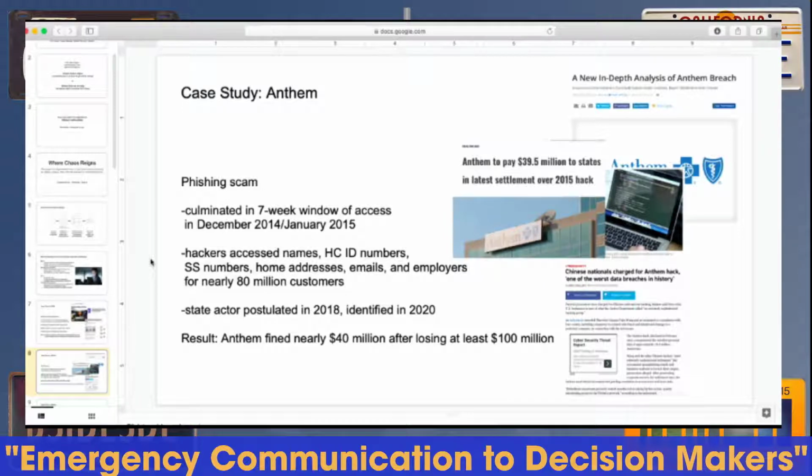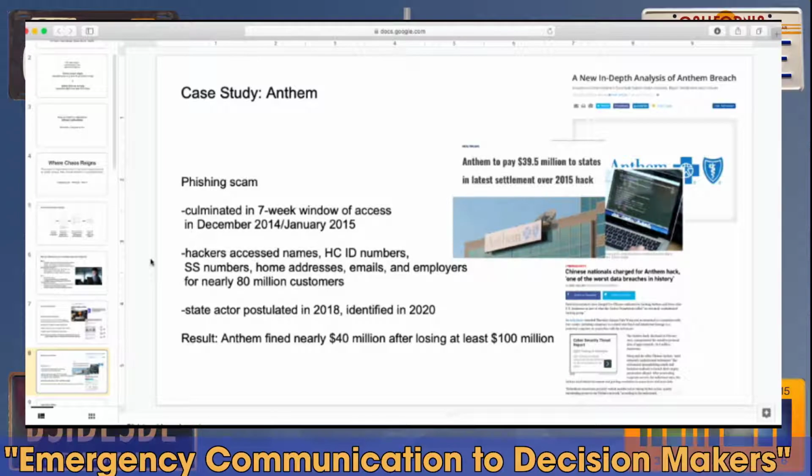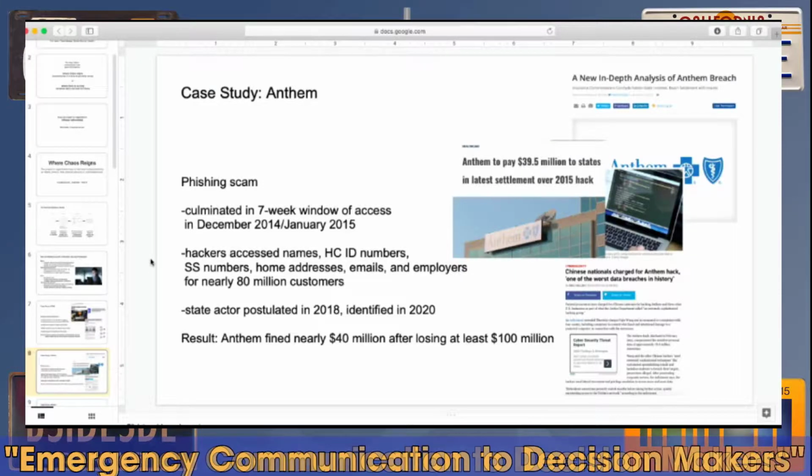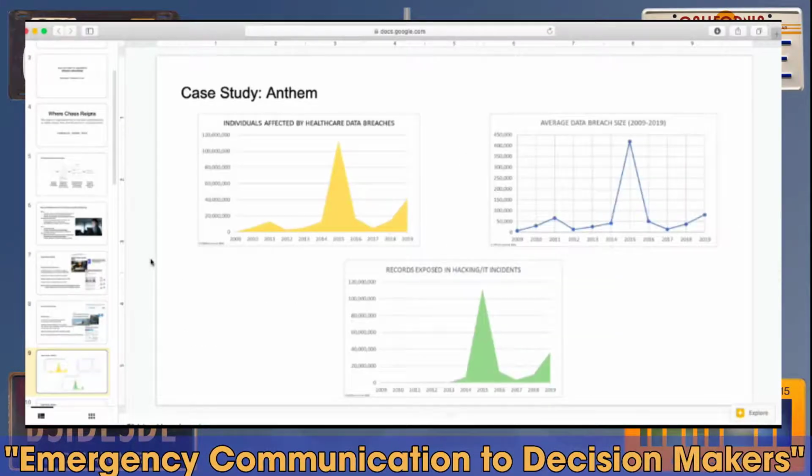Anthem is the granddaddy of hacks. It began as a phishing scam and culminated in a 7-week window of access for multiple hackers in 2014, 2015 to access the names, healthcare ID numbers, and a whole lot of personal information for nearly 80 million customers and resulted in hundreds of millions of dollars in punitive fines. A state actor was postulated in an investigation in 2018, which was confirmed in 2020. But this hack was so massive that it made the numbers do this.